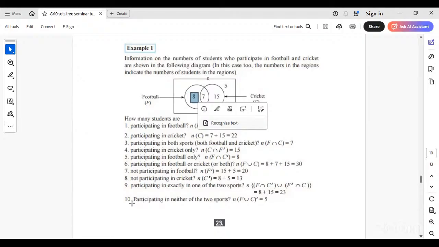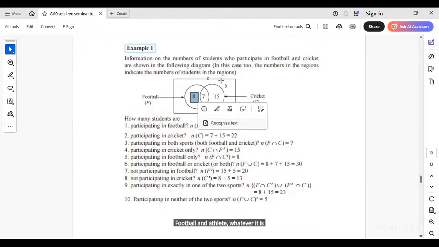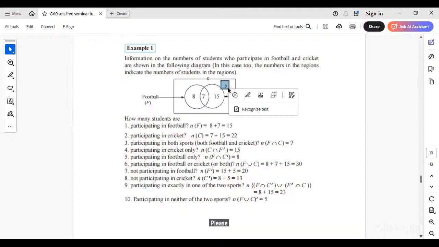The ones who are participating in neither of the sports, that means they don't play football or cricket. What is it? This region, 5. These 5 don't play football or cricket. Only 5.